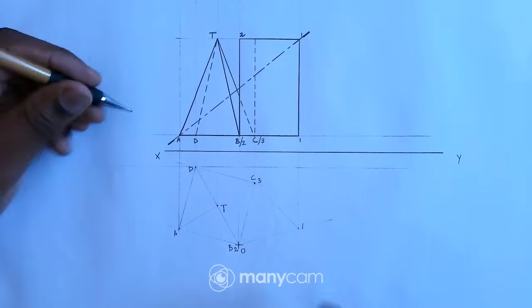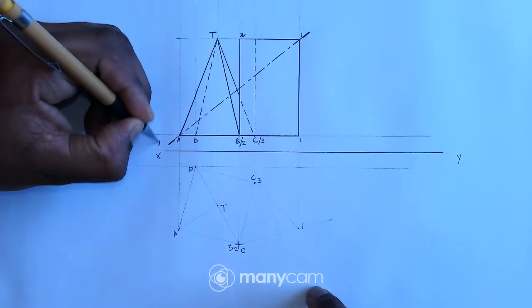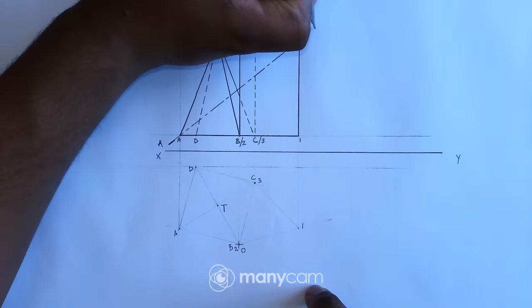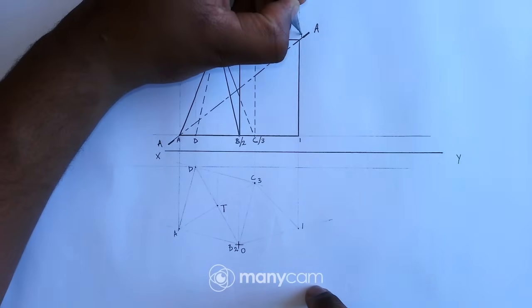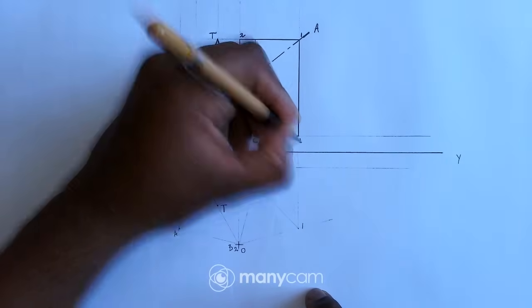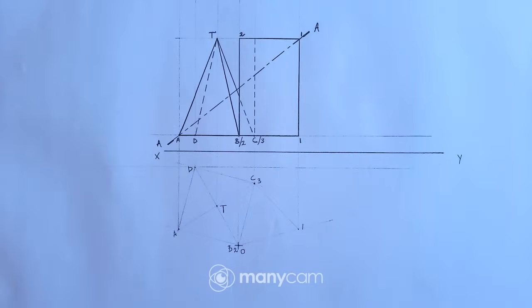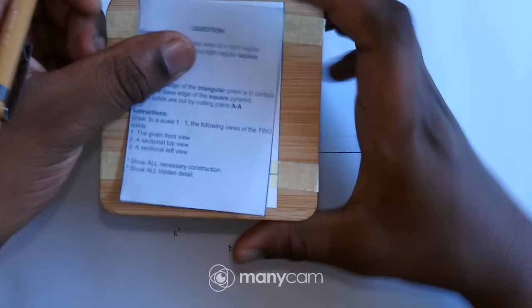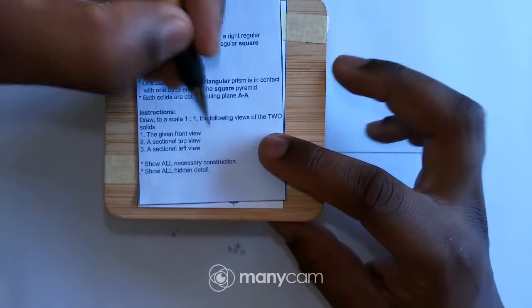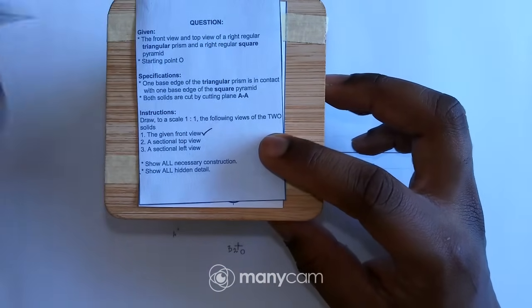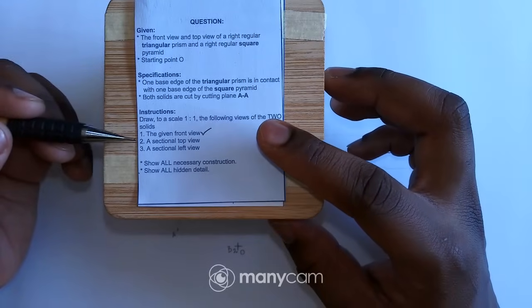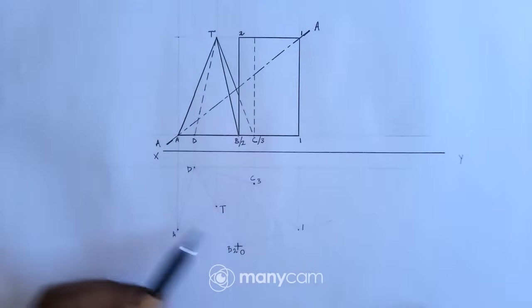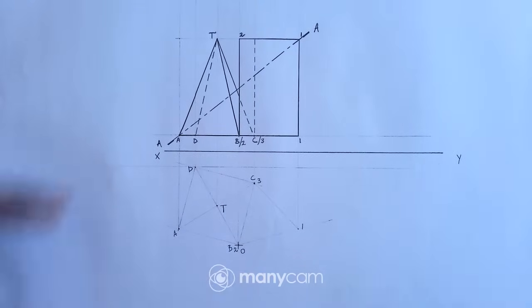So this is our cutting plane A, right? Okay, so this is our complete front view, so I can just mark that off. So this is our complete front view. So now I have to just draw the sectional top view, right? So obviously this view must be drawn cut.